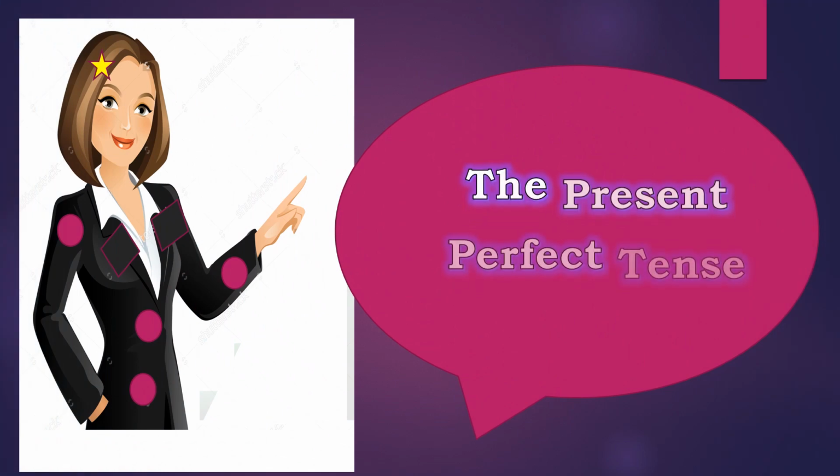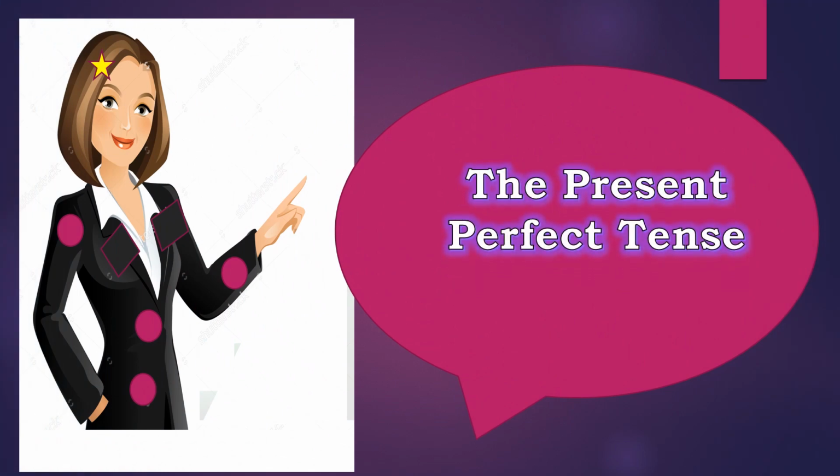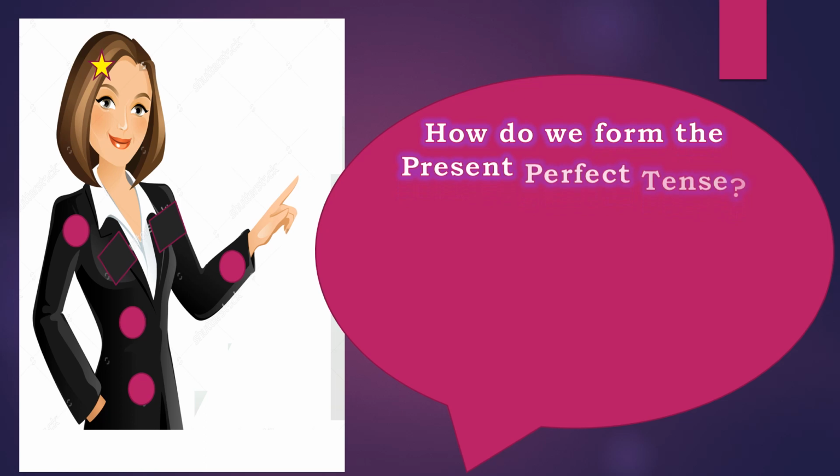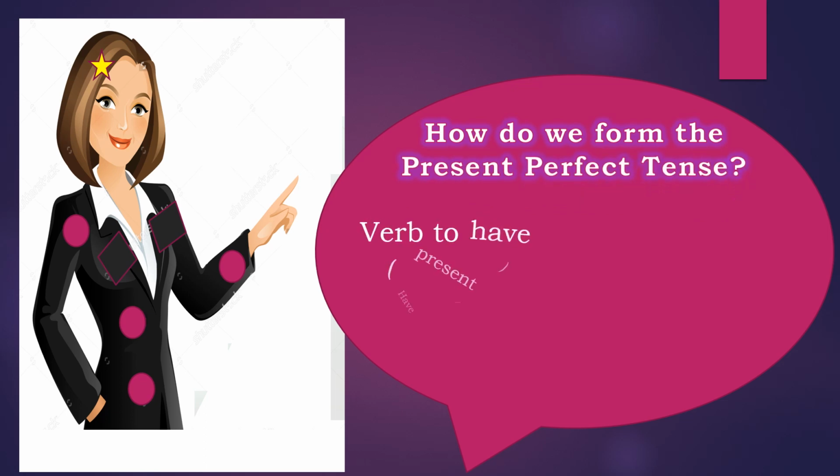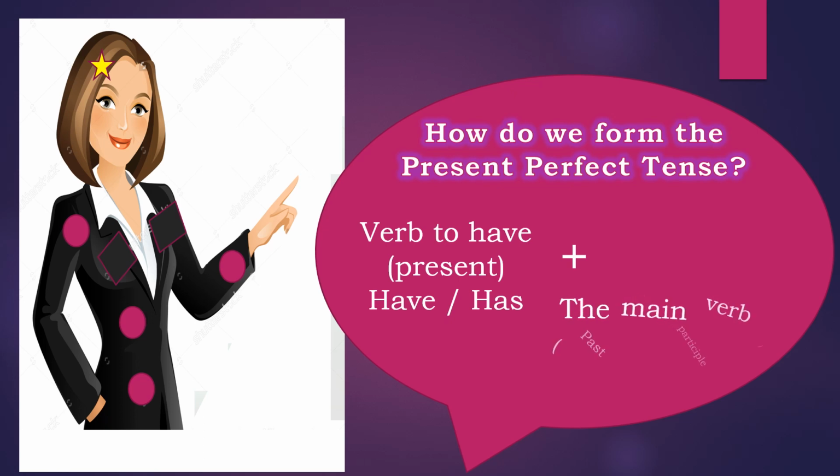Today we are going to study the present perfect tense. How do we form the present perfect tense? The present perfect tense consists of the verb to have in the present, which is have or has, plus the main verb in the past participle. And when we say the past participle, we mean, for example, when we say go, went is the past and gone is the past participle.